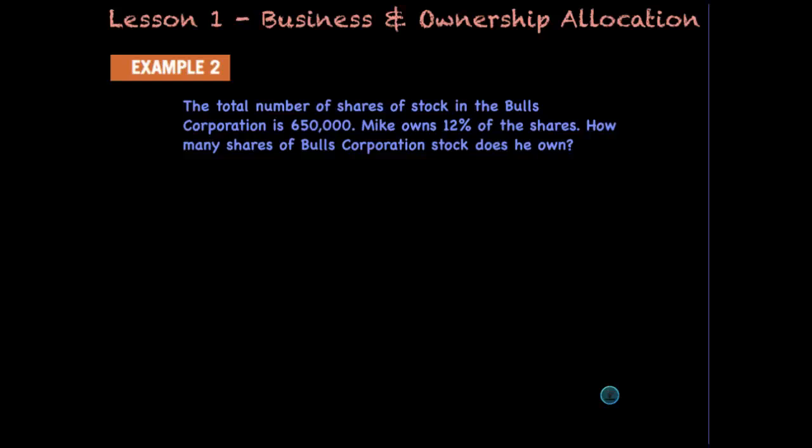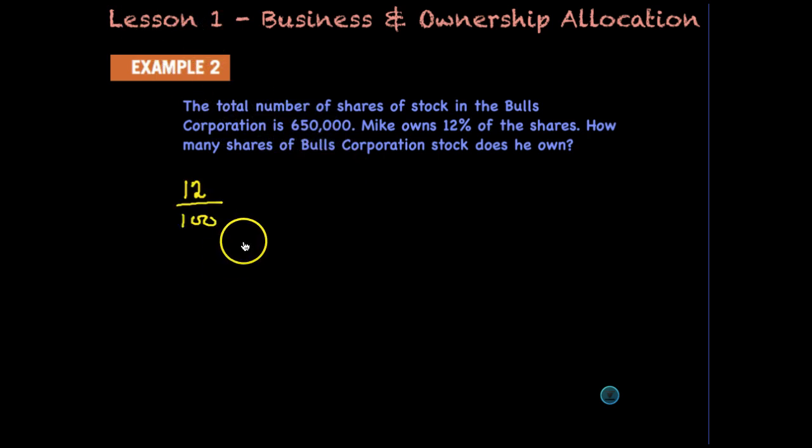And this will be important because corporations pay dividends, as you learned in the video. And they pay dividends based on the number of shares. So if a company said that they were going to pay $1 for each share, we would want to know how much Mike is going to receive. So how can we figure out what 12% of 650,000 is?